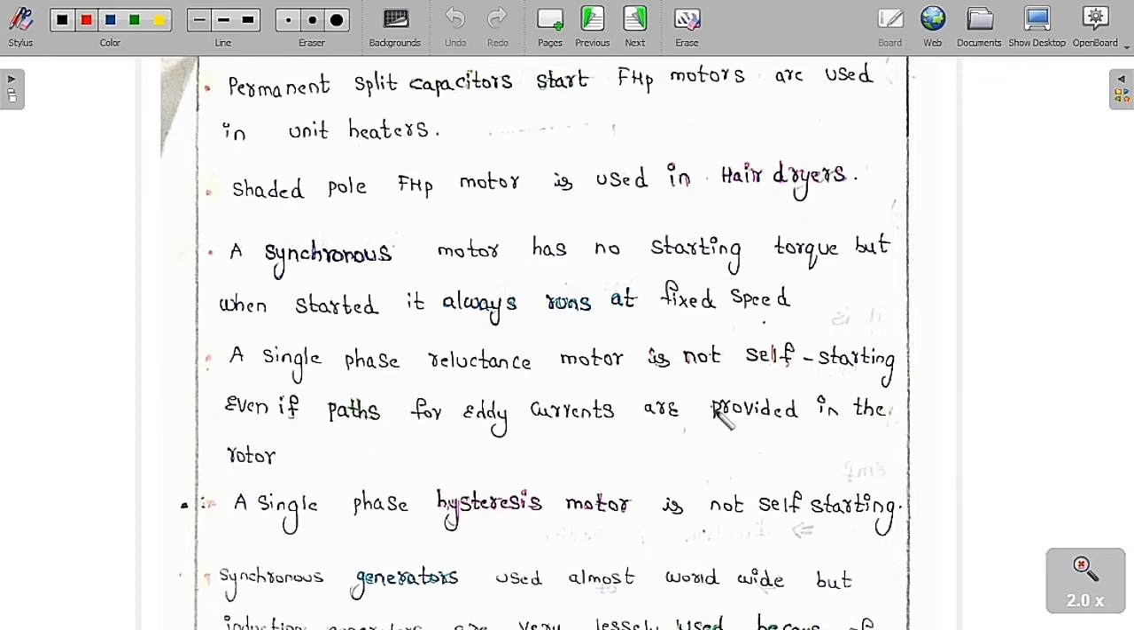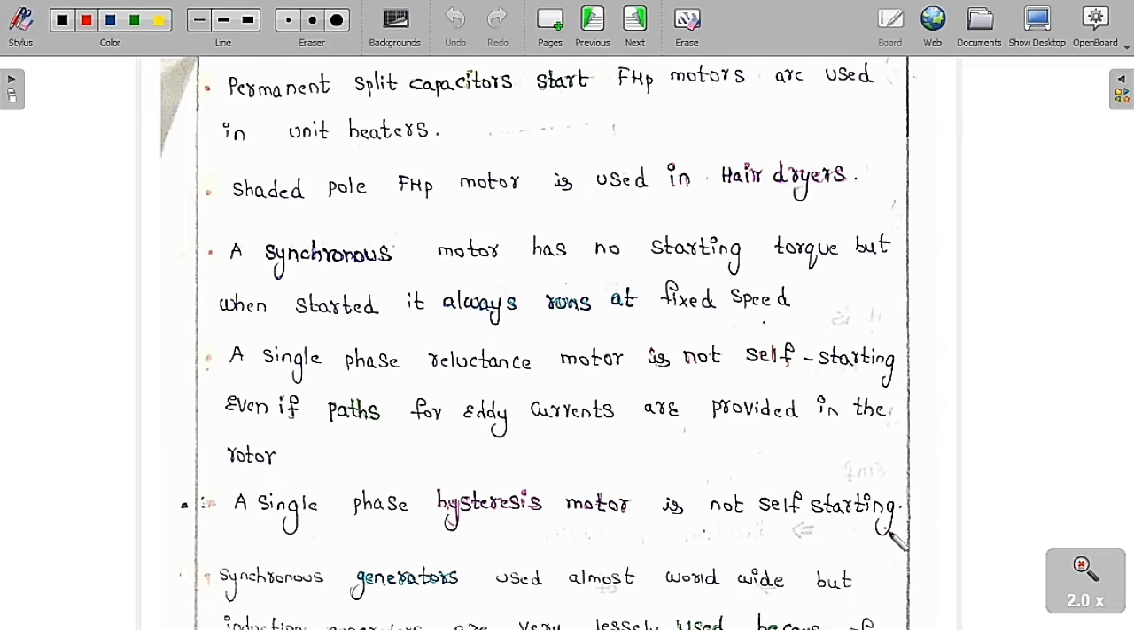So a single phase reluctance motor is not self-starting even if paths for inductor currents are provided in the rotor. Similarly, a single phase hysteresis motor is also non-self-starting. Same thing I've already told you. A three-phase synchronous motor is non-self-starting, and a single-phase synchronous motor is also non-self-starting. In a single-phase synchronous motor, there are two types: the hysteresis synchronous motor and the reluctance synchronous motor. Both are not self-starting.